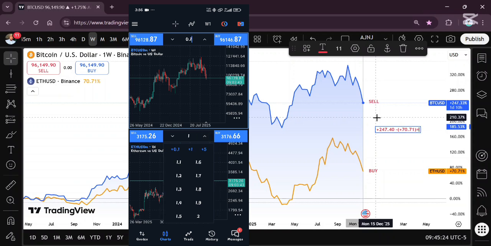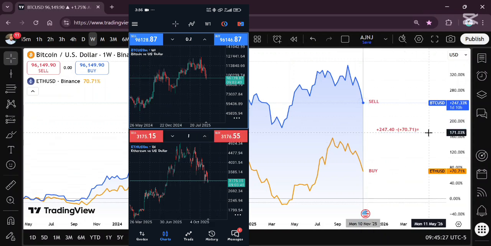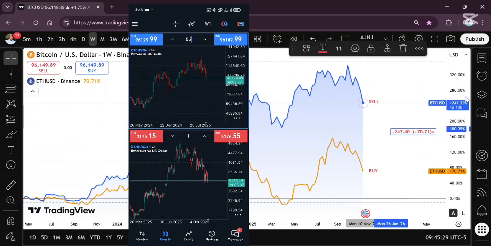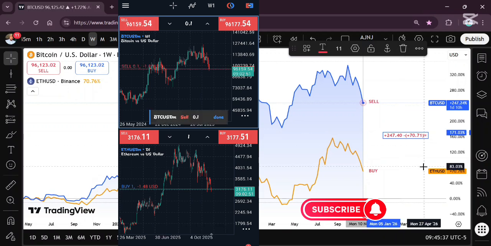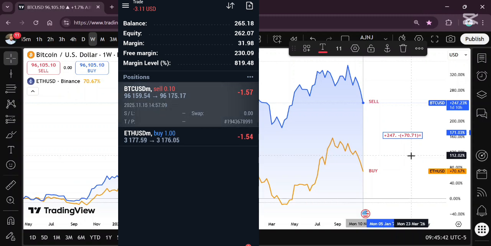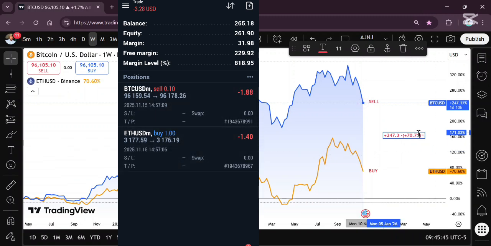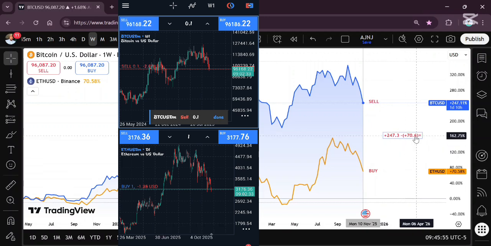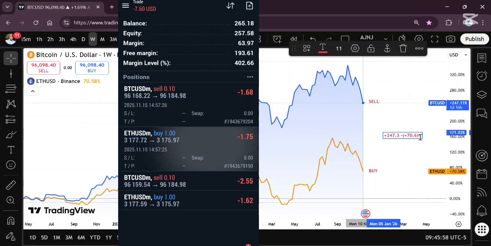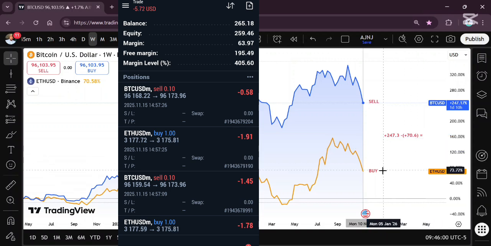So I'll be taking the trade now, because there's timing to this particular type of trade. Not like there's a particular time, let's say 1 o'clock or so, but there's a range of time in which you must take the trade. So I took one lot size of Ethereum buy and 0.10 lot size of Bitcoin. The lot size rule for this is 1 of Ethereum and 0.1 of Bitcoin.